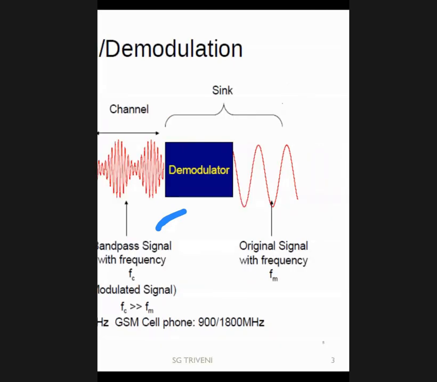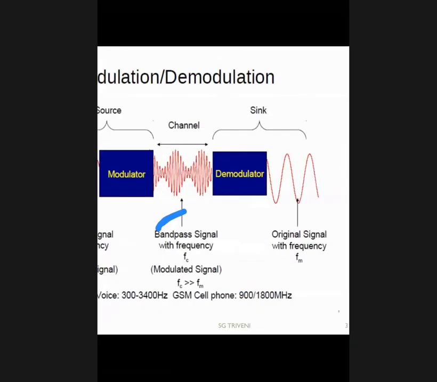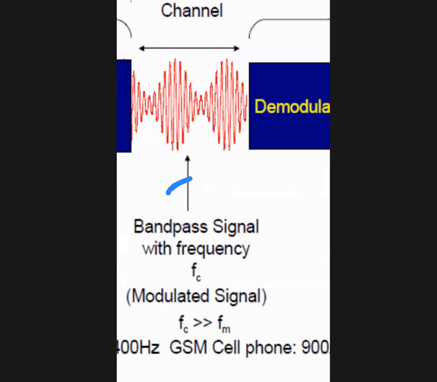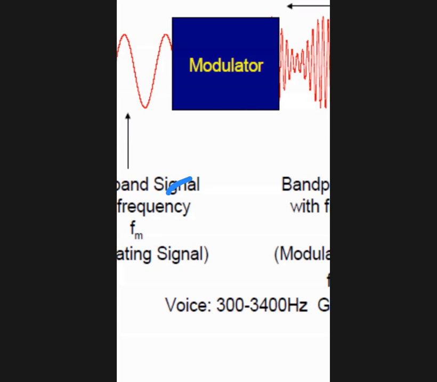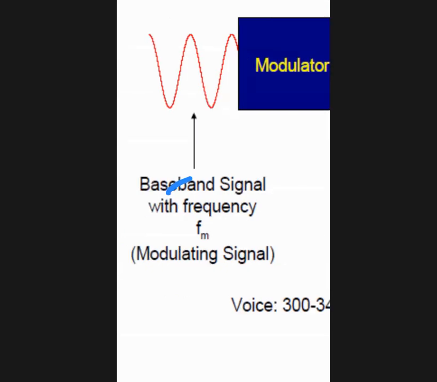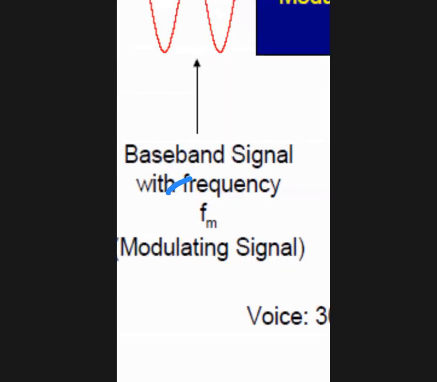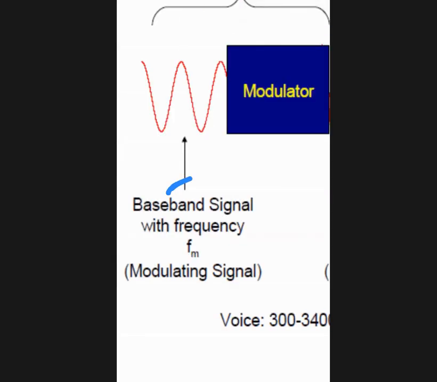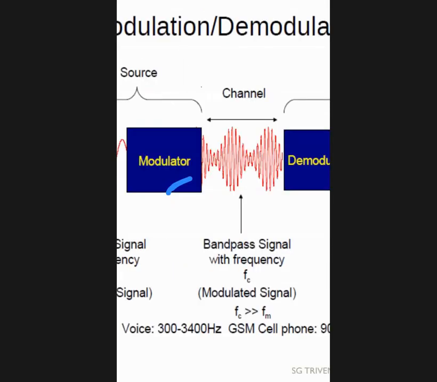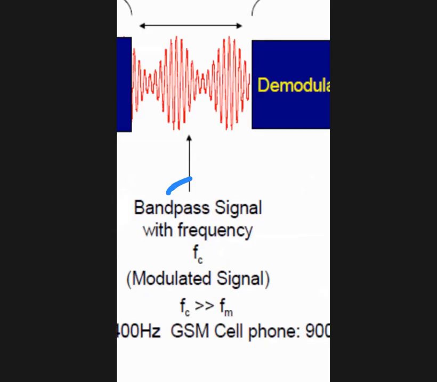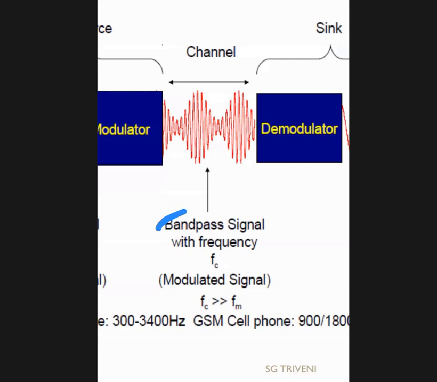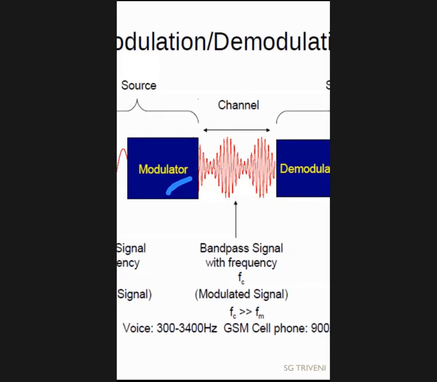In this, here fc indicates the frequency of the carrier signal. fm indicates the frequency of the modulating signal. Here we know that the carrier frequency is always much greater than the frequency of the modulating signal. Here the audio range is given, that is the voice range, 300 Hz to 3.4 kHz. For the GSM cell phone, 900 MHz to 1800 MHz.